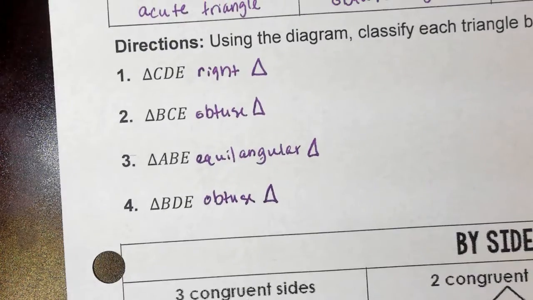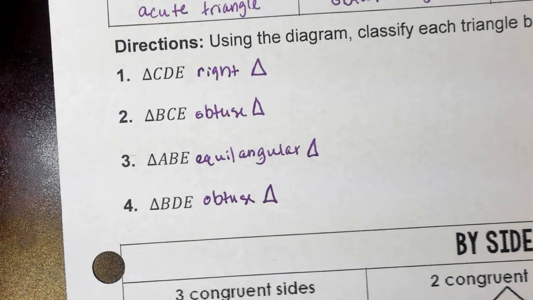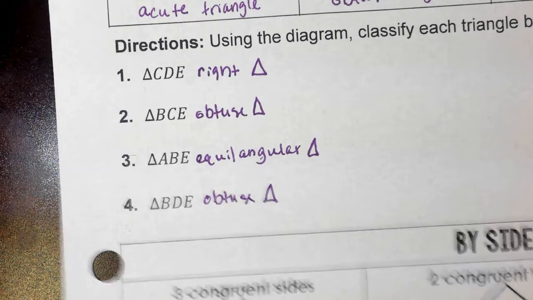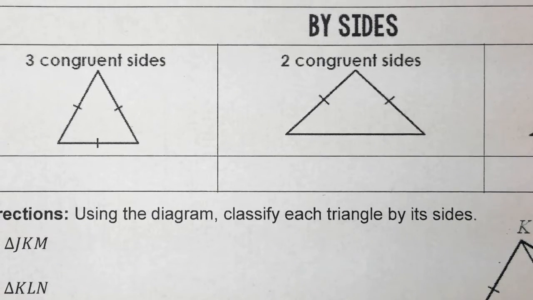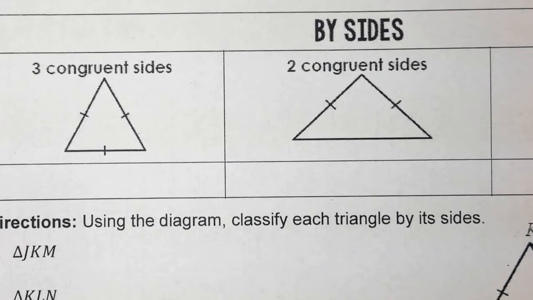Alright, so that's classifying it by its angles. You can also classify a triangle by its sides. 3 ways to classify a triangle by its sides, and these should be familiar to y'all. The triangle has 3 congruent sides.